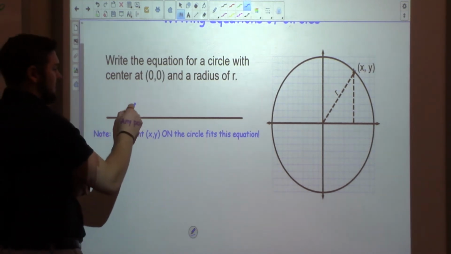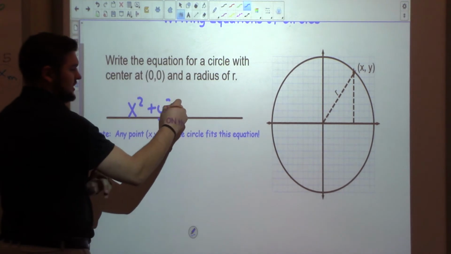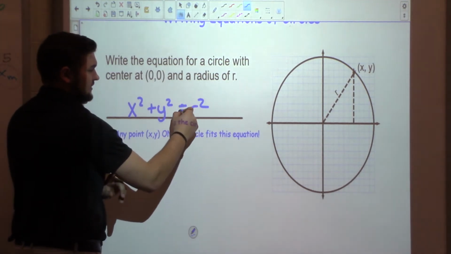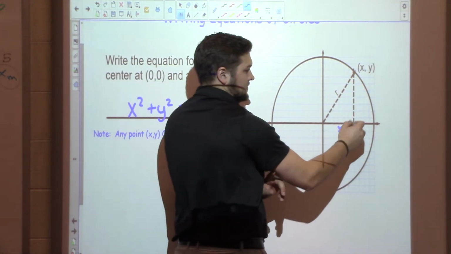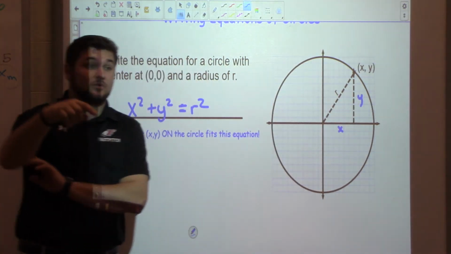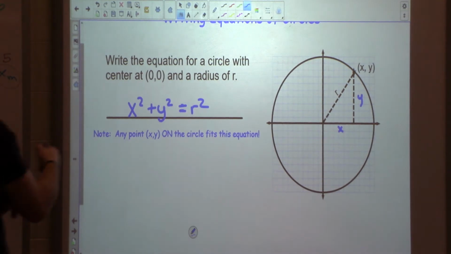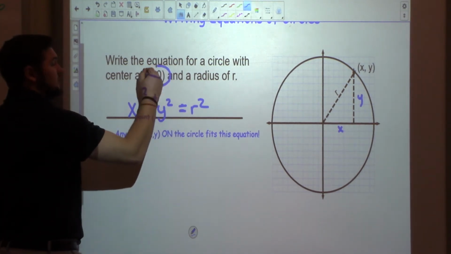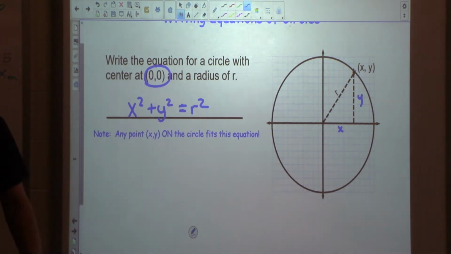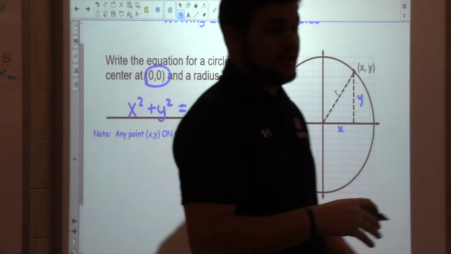X squared plus y squared equals r squared. Oh, you always win. Right? X and y still. I'm still going x to the right, I'm still going y up. X squared plus y squared equals r squared. That is the equation we're going to use to write equations of circles. All you're going to do is plug in the radius. As long as it is centered at 0, 0, x squared plus y squared will work. Tomorrow we'll talk about circles not centered at 0, 0. Today's just 0, 0.